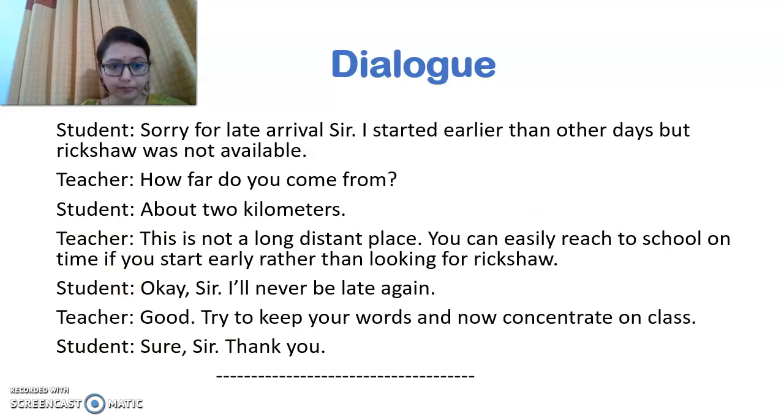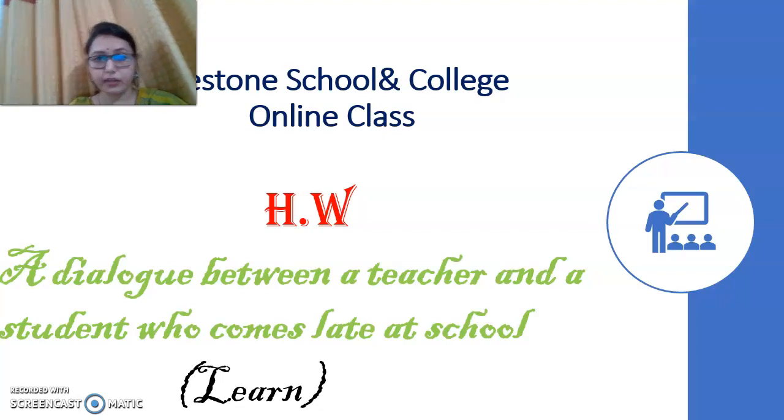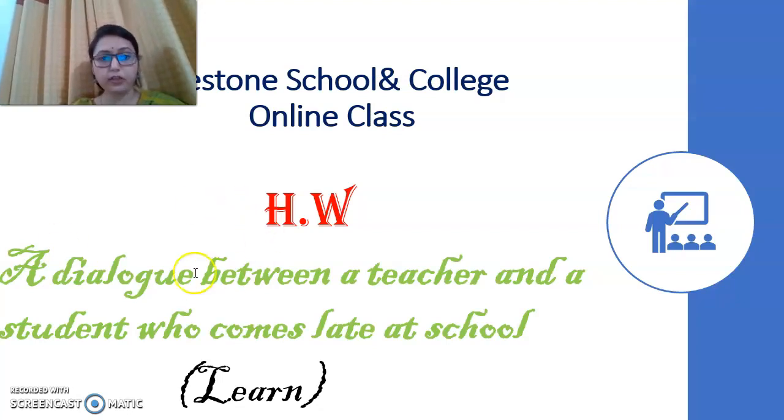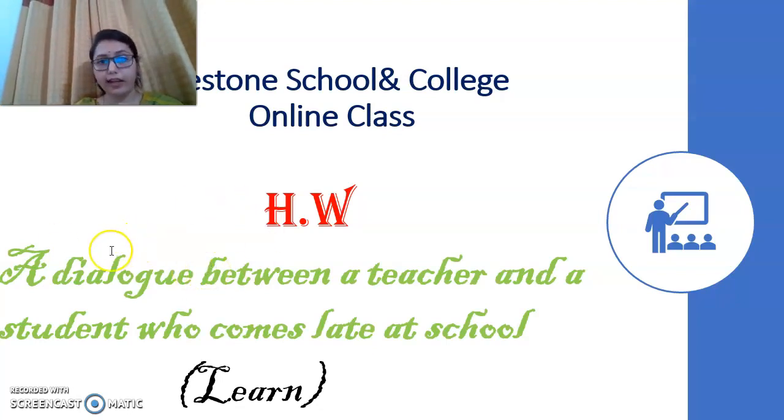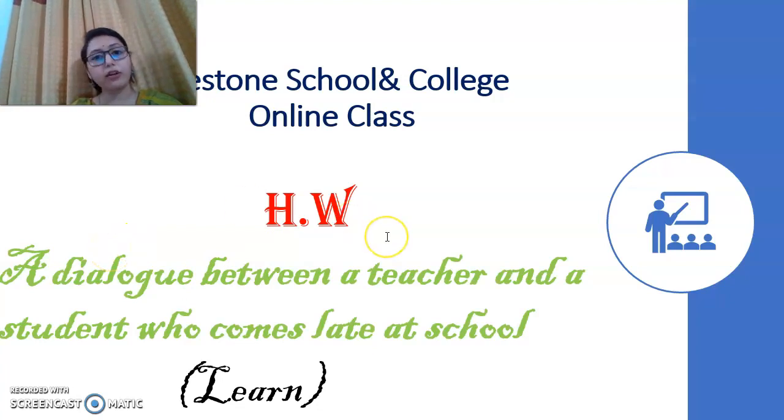What is the thing? You will have to do this in your homework. Okay, you will have to do this one as your homework. But how? You will have to only learn. You will not write this one. So what is your homework? A dialogue between a teacher and a student who comes late at school. You will have to learn this. And in your CW copy, you will write this one.